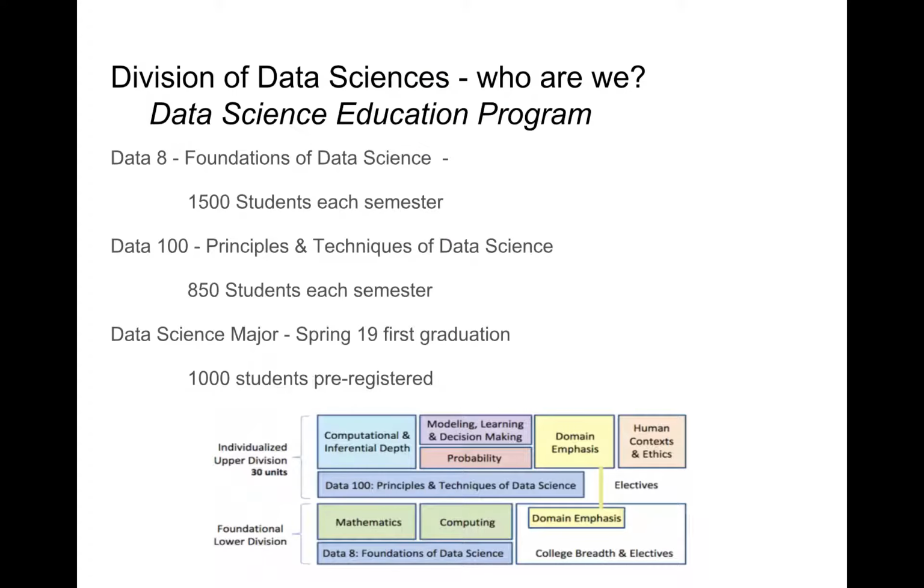So who is the Division of Data Sciences? Well, one way to think about it is we have two huge classes on campus. One is this big class, Data 8, one of the most popular classes at UC Berkeley right now. So we have 1,500 students each semester and something like 700 over the summer. We're getting to about 1/3 of the students right now. So 1 in every 3 students is taking this class.